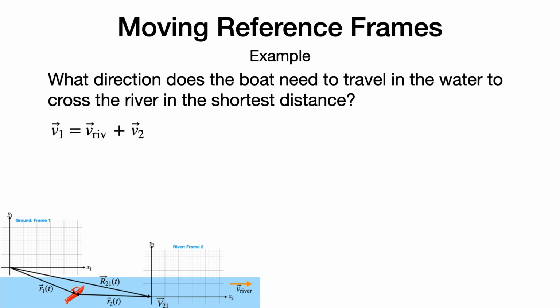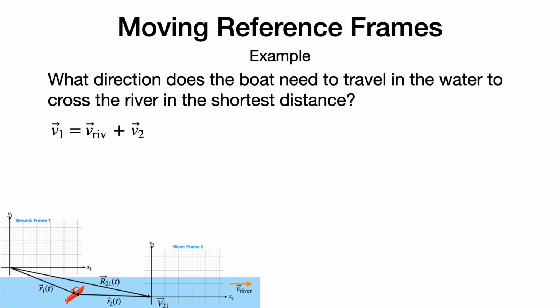All right, and based on the rules of Galilean relativity, what we know is that the velocity of the boat as measured in frame 1 is going to be the velocity of the river plus the velocity of the boat as measured in frame 2.